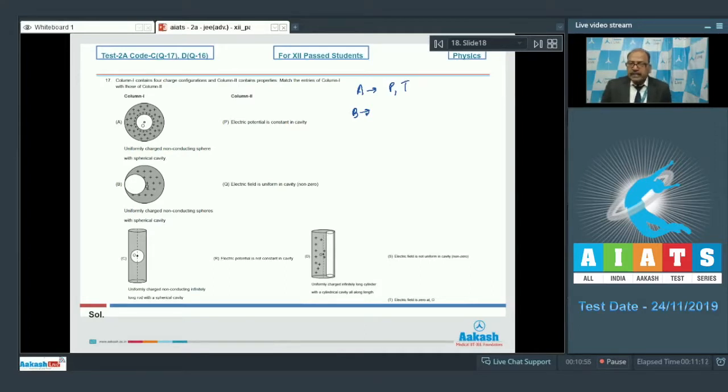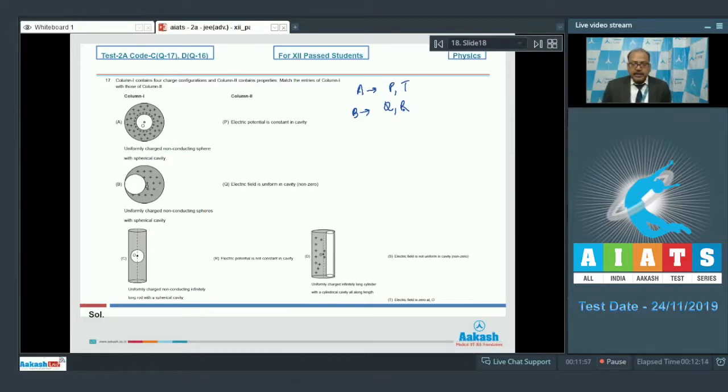So we know that in this case electric field is uniform and non-zero, which means the electric potential will not be constant inside the cavity. For B, the correct match would be Q and R. As I said, electric field is non-zero and uniform and potential is not constant.